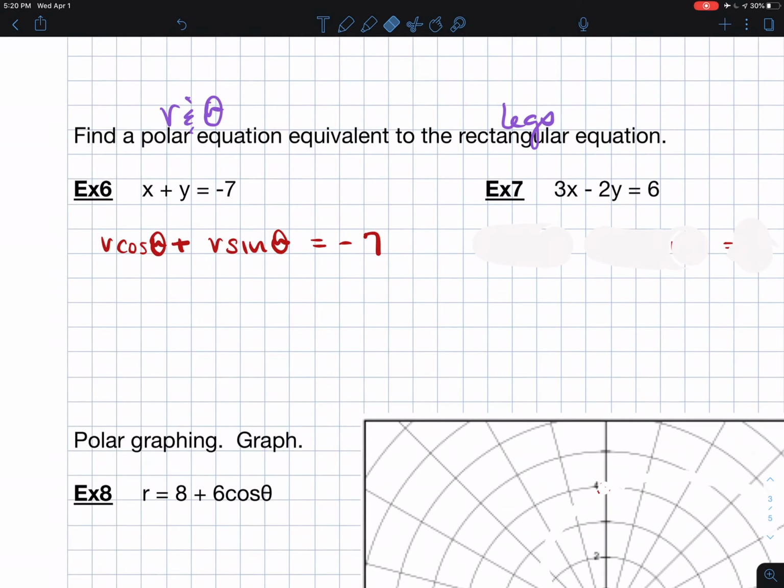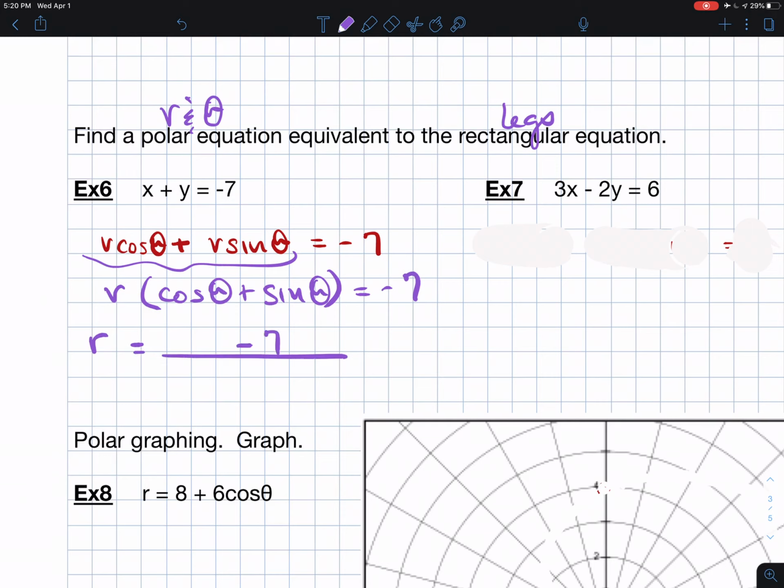Now, sometimes in my lab, it will ask me to solve for r. And so if I were going to do that, I would just use the GCF of r, factor it out, and then I would divide on both sides by everything not the r. So that would be a -7 divided by cosine theta plus sine theta. So if my lab asks you to solve for r, then you would go ahead and isolate r. Otherwise, all you have to do is just simply convert from the rectangular equation into the polar equation.